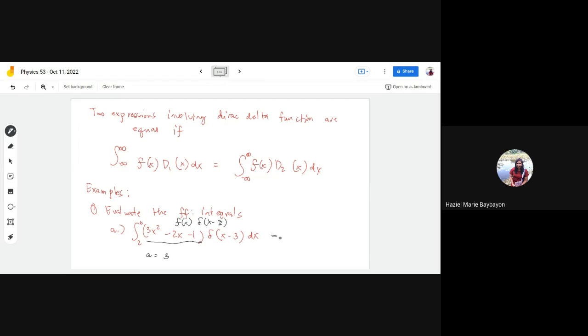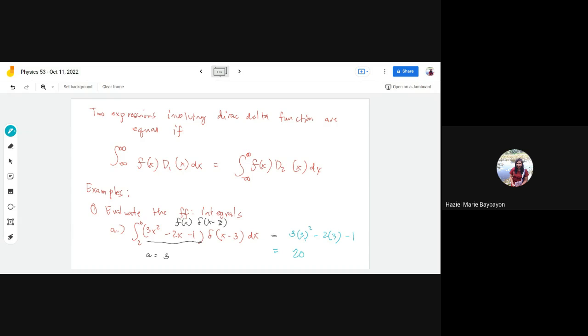So evaluate na siya, class. Like for example, this one. This is just equal to 3 multiplied by 3 squared minus 2 times 3 minus 1. So you have 9 times 3, 27, minus 6 minus 1. So 27 minus 6 minus 1, that is 20.